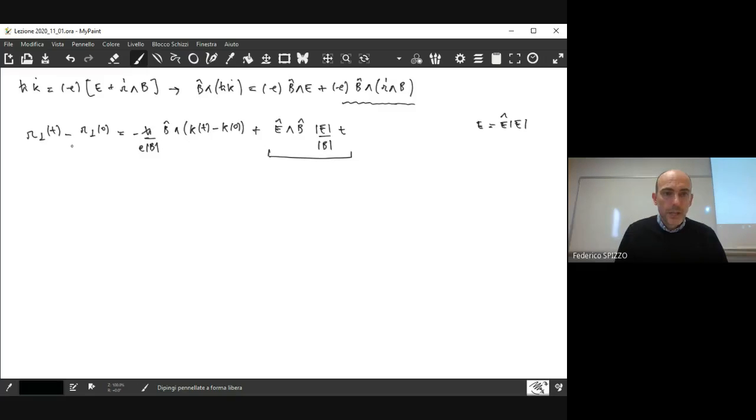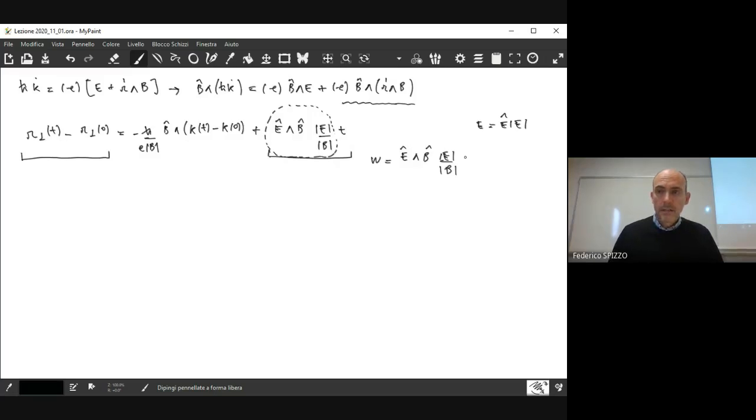And if you notice, if you just consider this part here and this part here, this is a sort of straight trajectory motion. So the variation of the position vector is related to a constant term that depends on the modulus of E and on the modulus of B times t. So it resembles a linear motion over a straight line. And in general, this constant speed is labeled as W and is called drift velocity. So drift velocity is given by E versor product B versor times modulus of E divided by modulus of B.